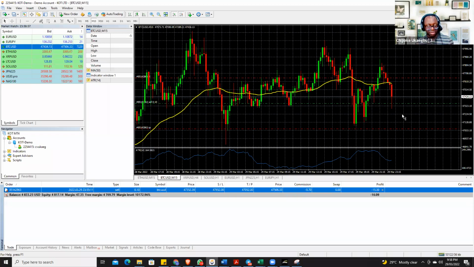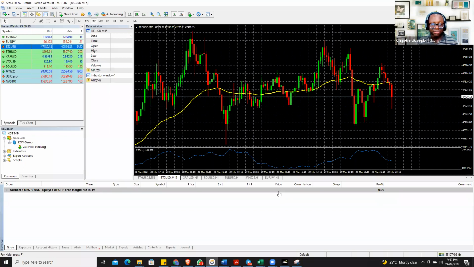Now, just for the fun of it, I'm going to close this trade and then take a buy trade, just to be sure that we all got the concept. So you can close this trade at any time. So I'll just go ahead and close it. It's a demo account, so I don't feel bad.